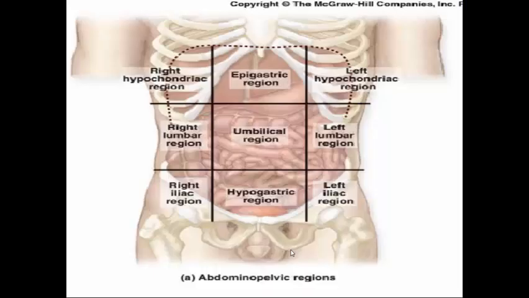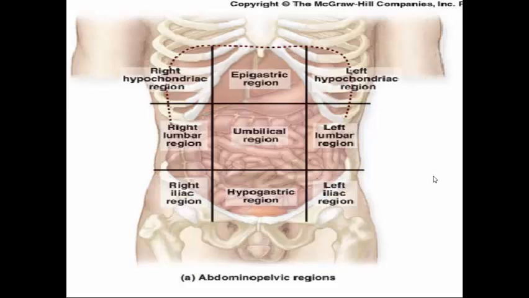So when, not if, but when you see this image on a test, now take note that all of these on here are left. All these over here are right. So epigastric here, top middle, right hypochondriac, left hypochondriac. Right in the middle, the umbilical region, where your belly button would be. Right lumbar, left lumbar. Just below that, hypogastric, right iliac, left iliac.